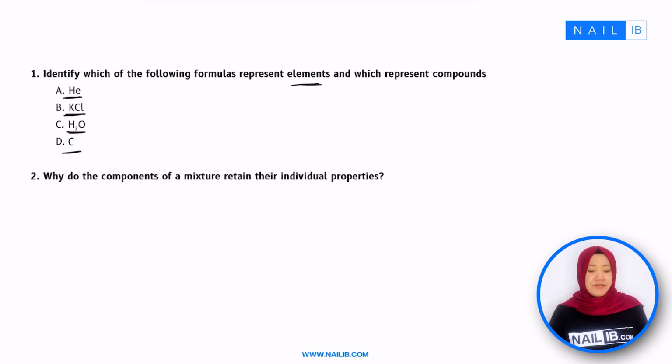Why do the components of a mixture retain their individual properties? Because they're not chemically bonded together. Like HCl and NaCl, they're chemically bonded together, and it's not a mixture. But salt and water are not chemically bonded together, they're just mixed. That's why it's called a mixture.